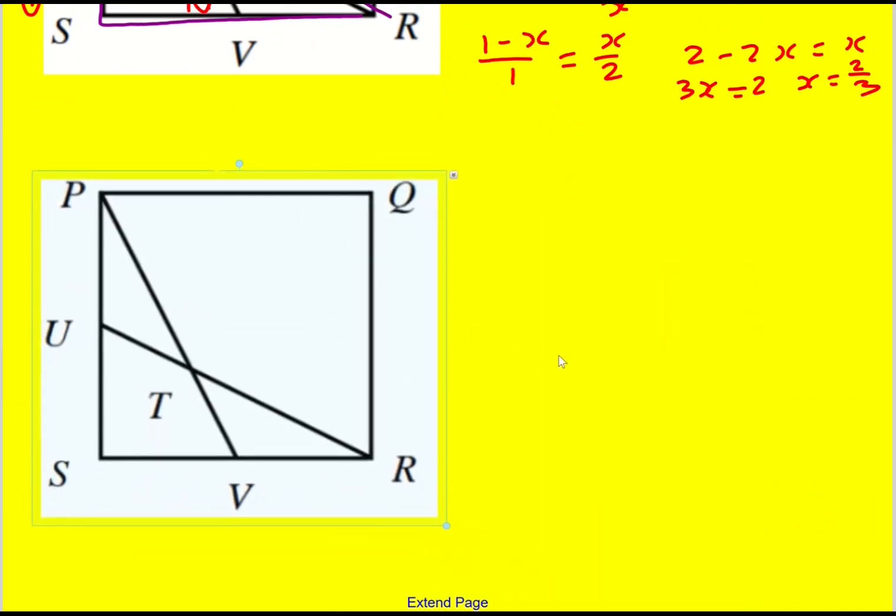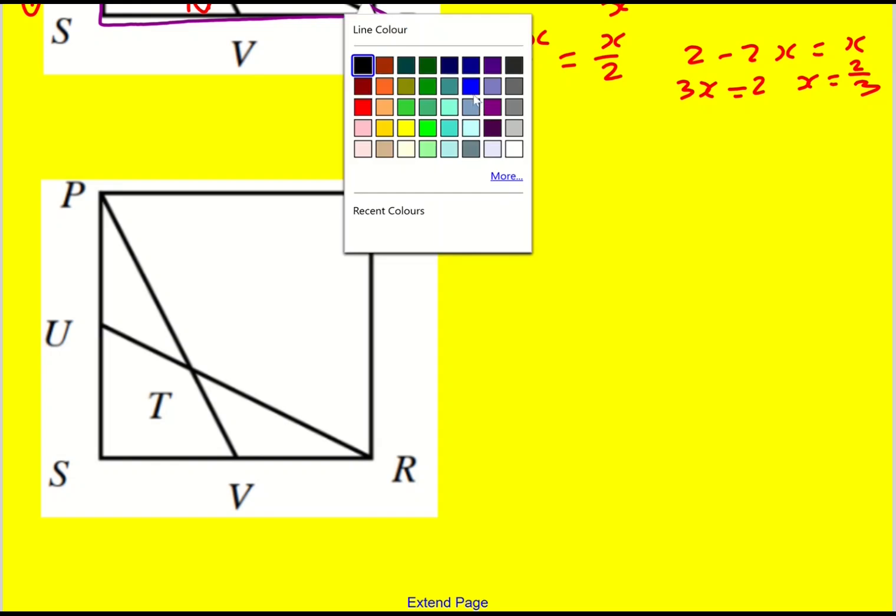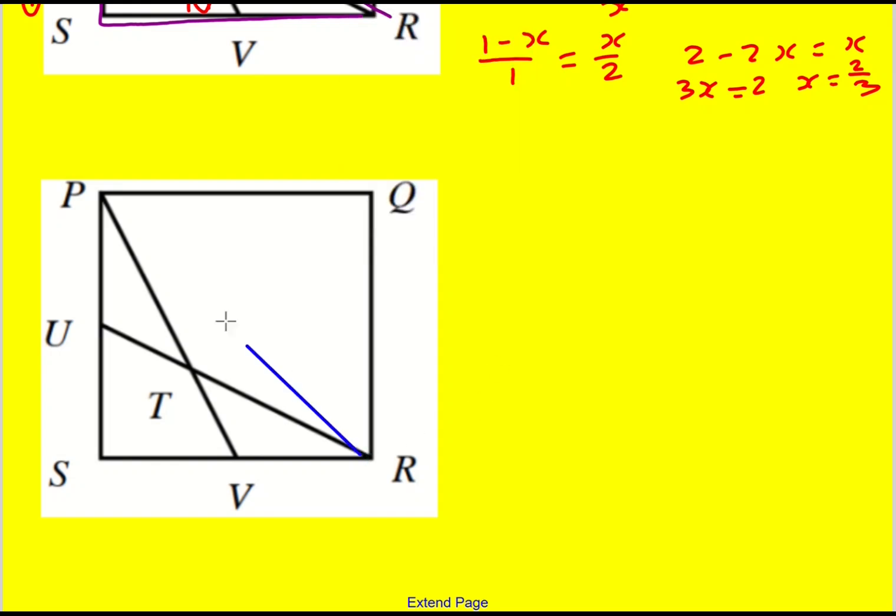Last method. This is the quickest method, but it requires a little bit of knowledge about medians of triangles. In some ways, now I've encountered this in a few problems, I'm kind of looking out for it. But beforehand I wouldn't have been.